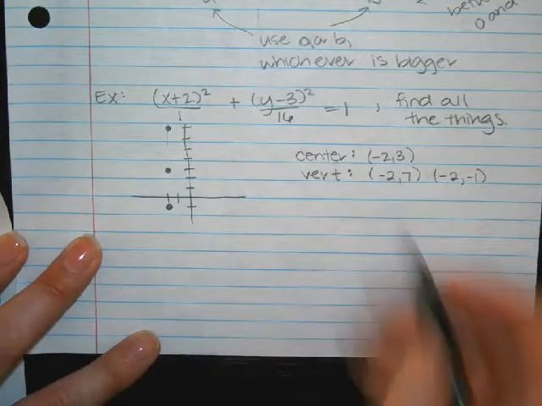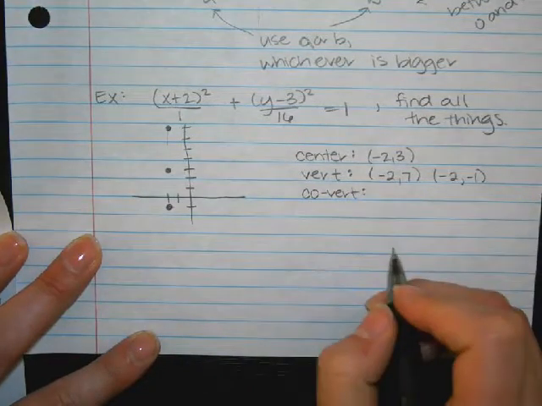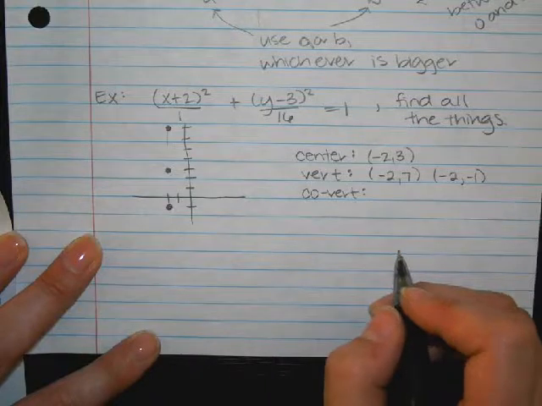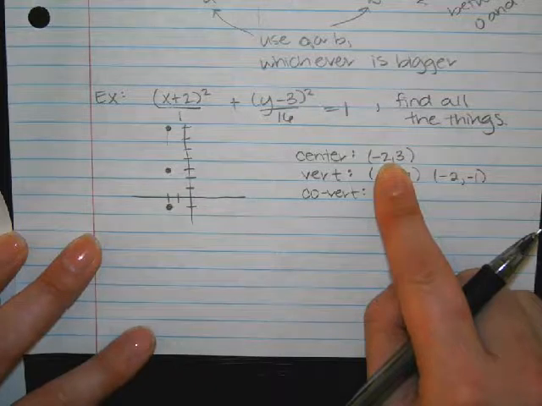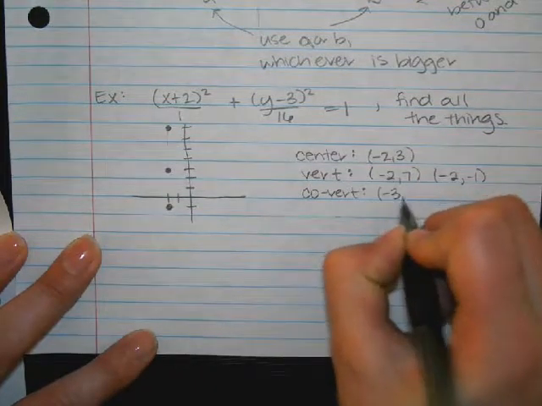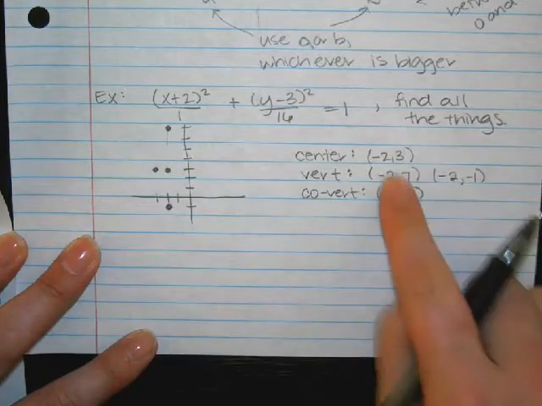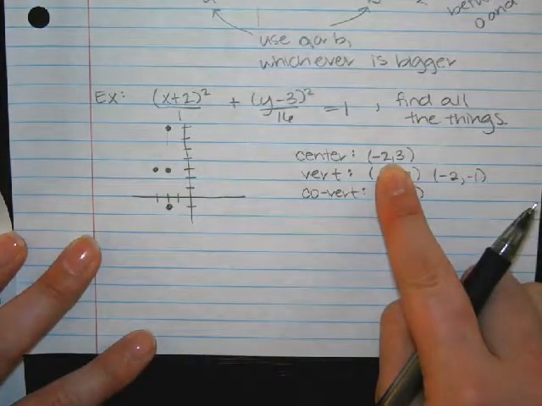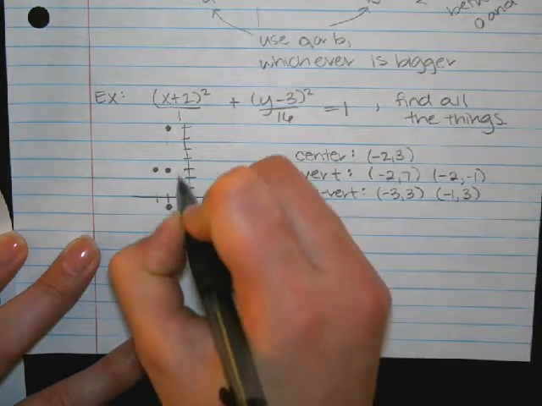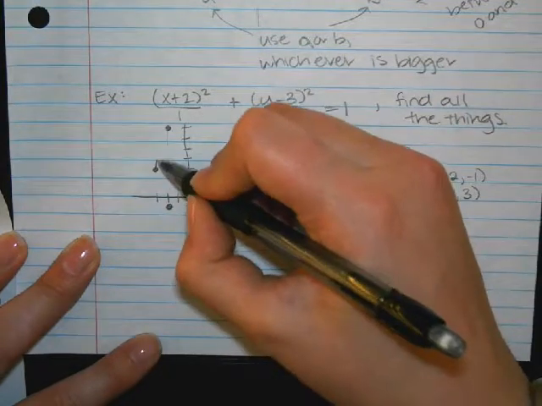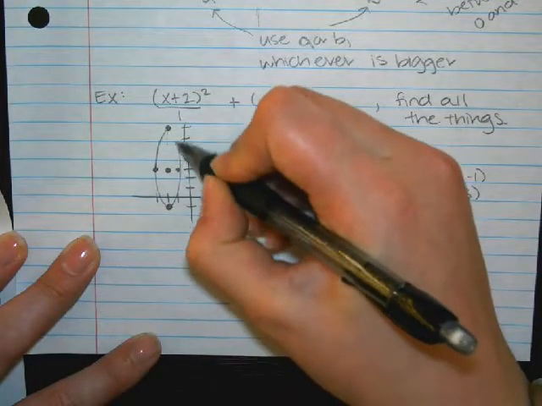Okay, 1. So our co-vertices, what are we going to do to get the co-vertices? Left and right 1. So if you have the point (-2, 3) and you go to the left 1, (-3, 3). If you have the point (-2, 3) and you go to the right 1, (-1, 3), okay. And now we have enough information that we can sketch our ellipse.